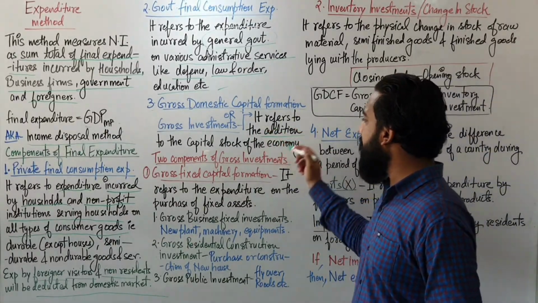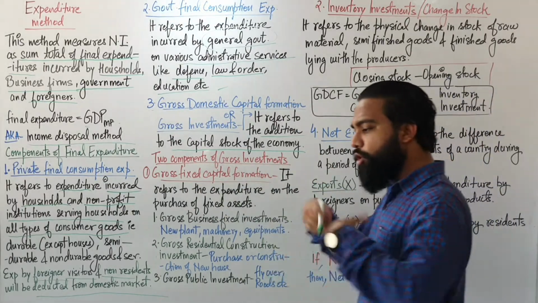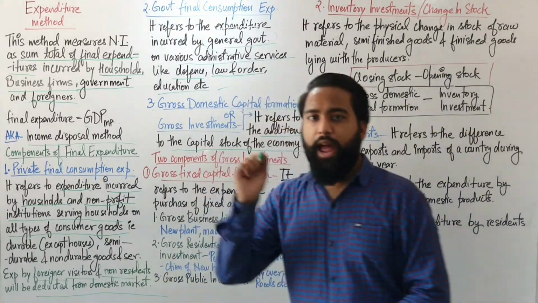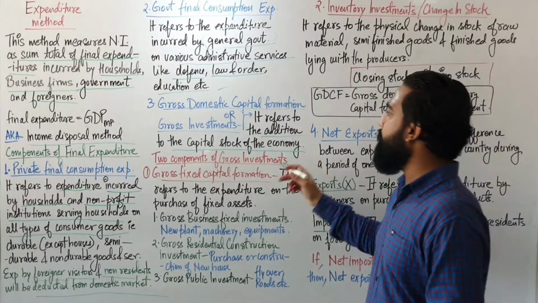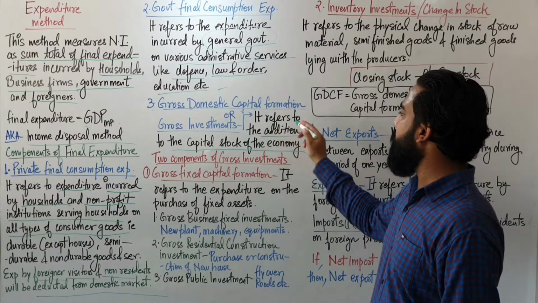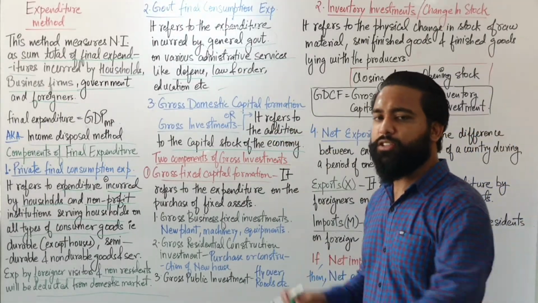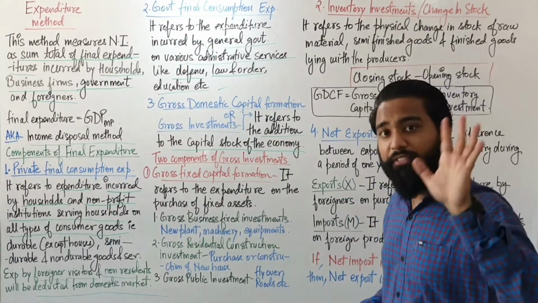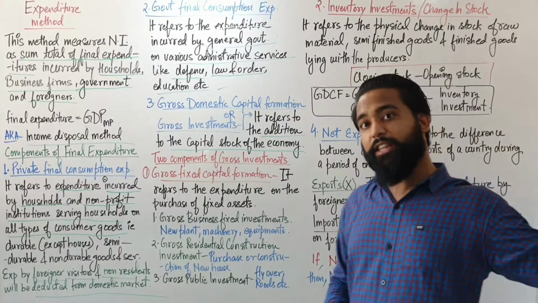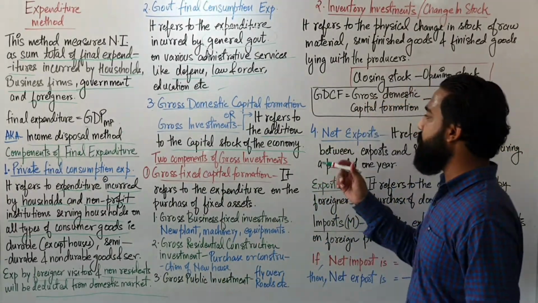So it refers to the addition to the capital stock of the economy. Whatever additional goods you are adding to the previous investments, that will be your gross investment. It refers to the addition to the capital stock. You had 5 machineries, you added 5 more, then the gross investment will be 5 machineries. You will not add the previous ones. The new machineries will be your gross investment.